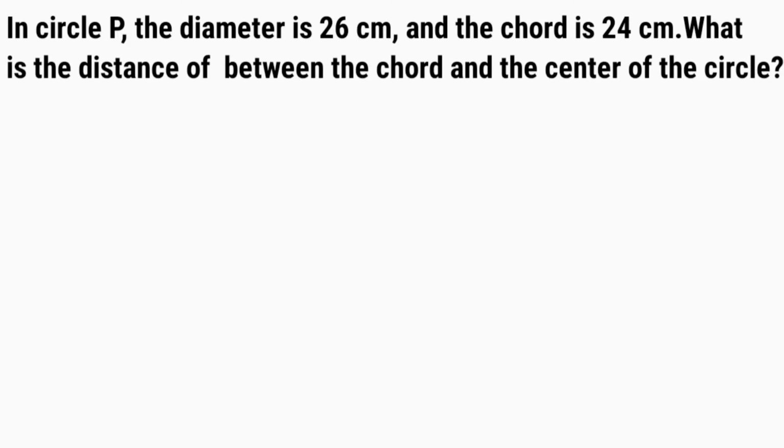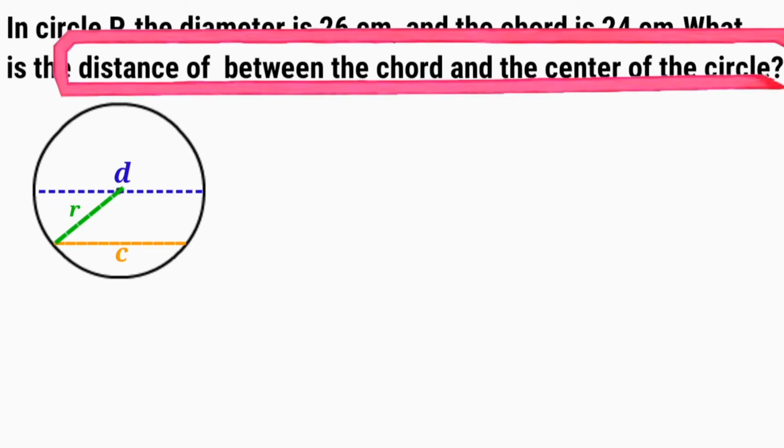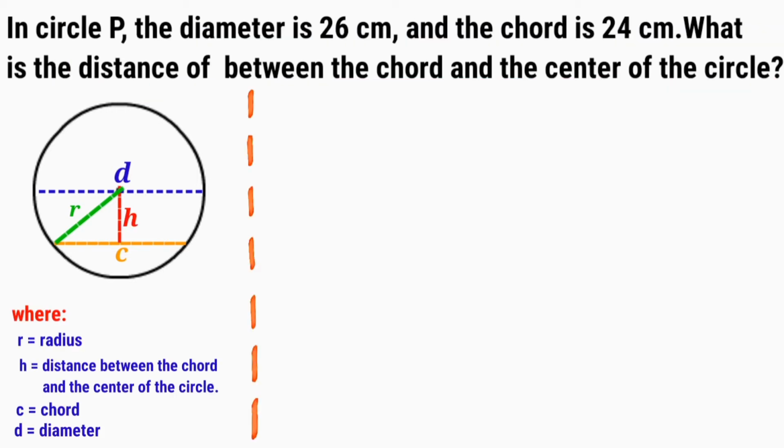In circle P, the diameter is 26 centimeters and the chord is 24 centimeters. What is the distance between the chord and the center of the circle? Here we have the circle and its center. This is the diameter, and next is the chord. Now we have the radius. We are looking for the distance between the chord and the center of the circle, which is h. Our givens are D is 26 centimeters and C is 24 centimeters.